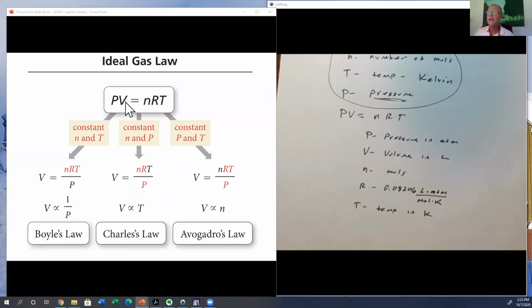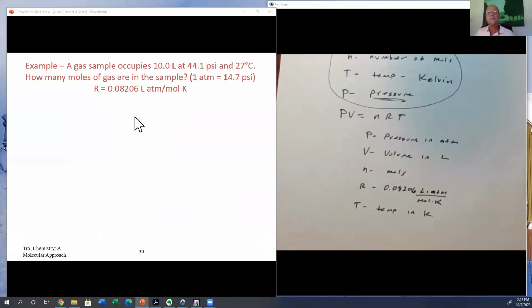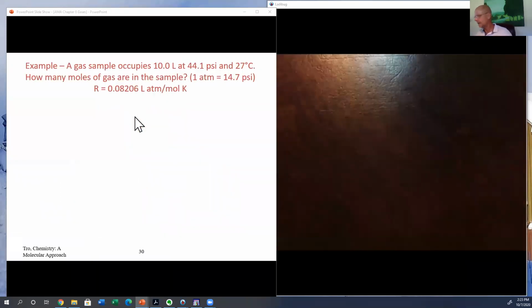The ideal gas law has in it all the simple gas laws, right? It's contained all in this, right? So it's a summary of all of them. All right, let's just do an example using the ideal gas law.